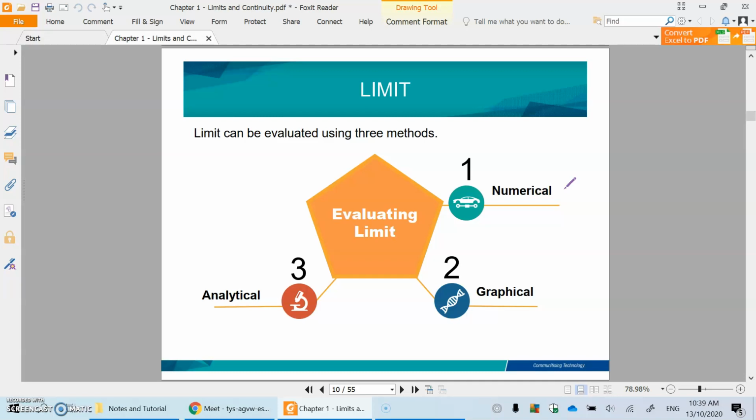So the previous video has briefly discussed the concept of limit. Today we are going to learn how to evaluate the limit. There are three methods to evaluate a limit, which are the numerical method, the graphical method, and the analytical method. This video will discuss how to evaluate limit by using the numerical method.